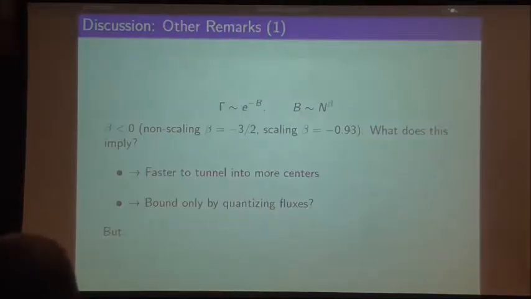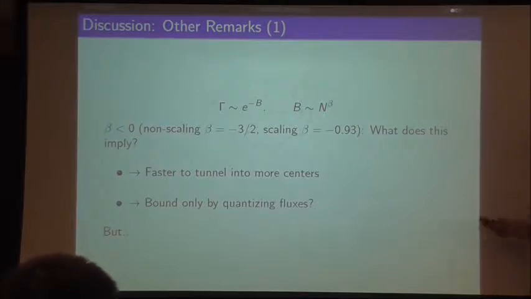Right, so then about our results, you might say that our beta being smaller than 0 should imply that it's faster to tunnel into more centers. And you might say, well, I'm only bounded by the quantization of fluxes on these centers, right? Because I want to make my number of centers as large as I possibly can, but of course, each one of these bubbles has to have some flux on it to keep it from collapsing. And so I'm limited by putting one quantum of flux on each of these bubbles, and that's the number of bubbles I can make.